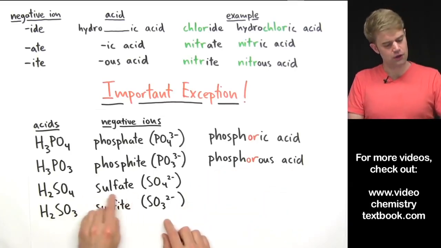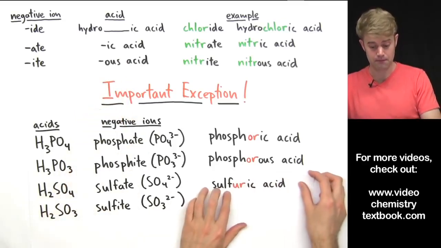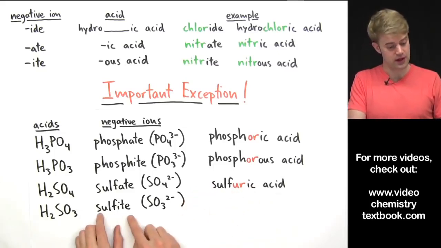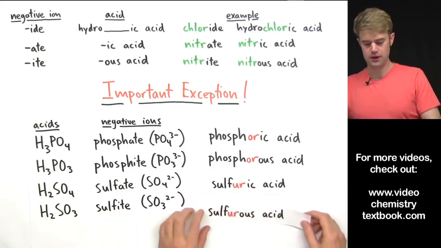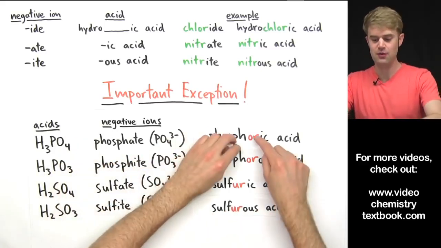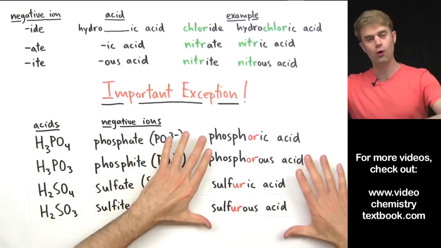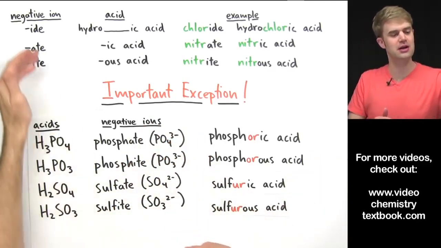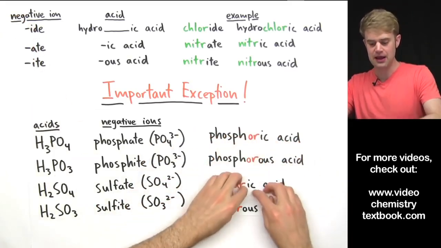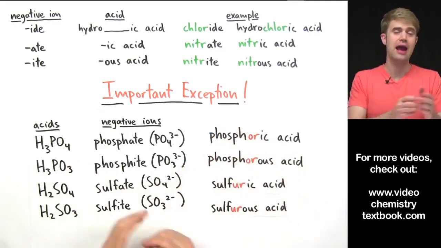Okay. Now for sulfate down here, it's not sulfic acid, but we also add a little something here. It's sulfuric acid. We add the UR. And for this, which is sulfite, we call this sulfurous acid. So for phosphate, phosphite, we add OR. For sulfate, sulfite, we add the UR. These are the only acids that have names that are a little bit different from the ones that the rules would suggest. Just learn these, they still end in the right ending. It's just this little bit that we got to add in between the ending and the end of the element name.